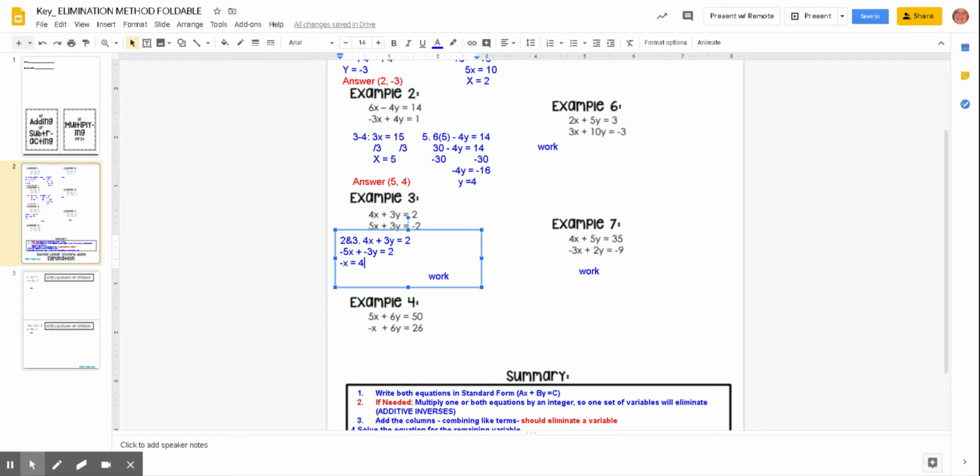And then you would think I'm done, but I'm actually not done because I don't want to know the value of negative x. I want to know the value of positive x. So I'm going to multiply both sides or divide both sides by a negative 1. And I'm going to find out that x equals negative 4 then. I've gotten half of my answer done.